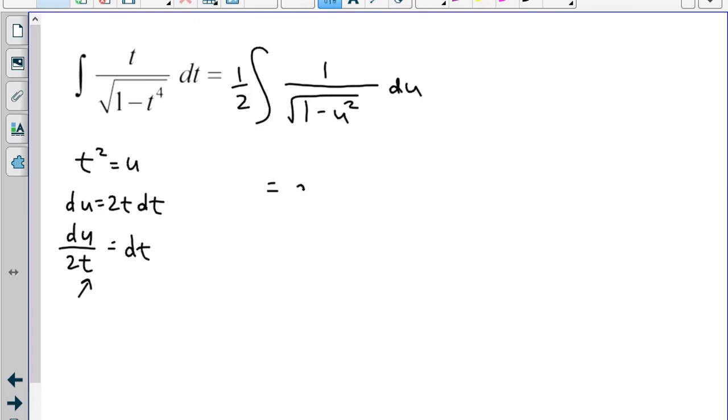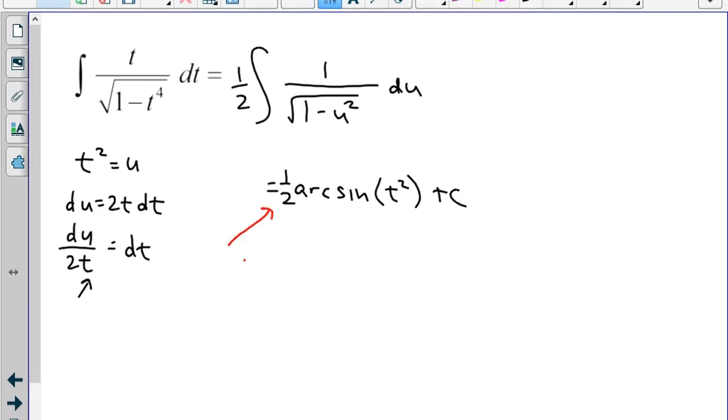This is just arc sine of t squared plus c. And don't forget, we have the 1/2. So it's 1/2 arc sine of t squared plus c. Once again, just a reminder, you can always check your answer by taking the derivative of what you get.